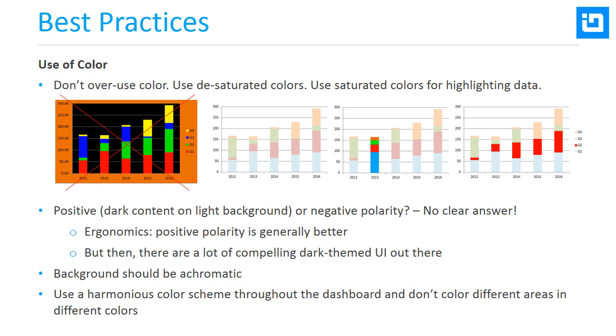The background should be achromatic, so it should be colorless, because then it's neutral enough to show different colored visualizations on top of it. And the last bullet talks about that we want to have one harmonious color scheme throughout the dashboard. And we don't want to color different areas in the dashboard with different colors, because there's no reason to it. It would just be, again, looking very busy and cluttered, and there's no real reason for it. So just don't do it.